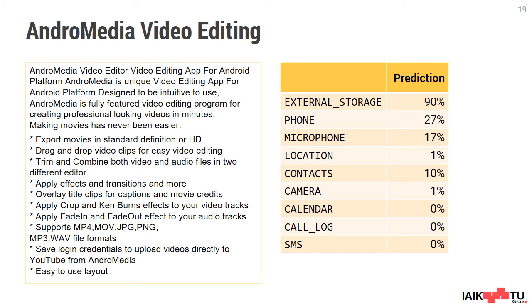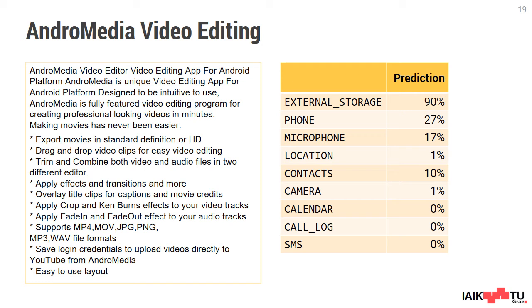To evaluate the impact of repetitively used words on predictions, we apply the model explanation algorithm LIME. Therefore, we extract all tokens from all app descriptions in our dataset, sort them by their frequency and LIME score, and repeat this process for each permission group. For demonstration purposes, we now have a closer look at the AndroMedia video editing app.